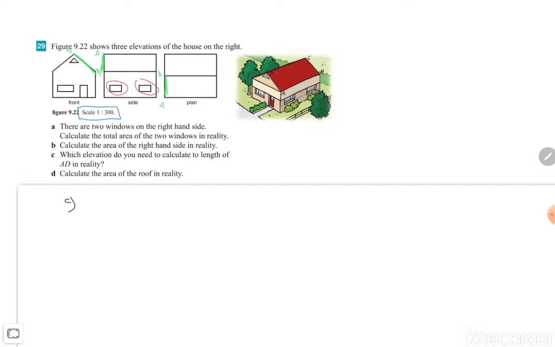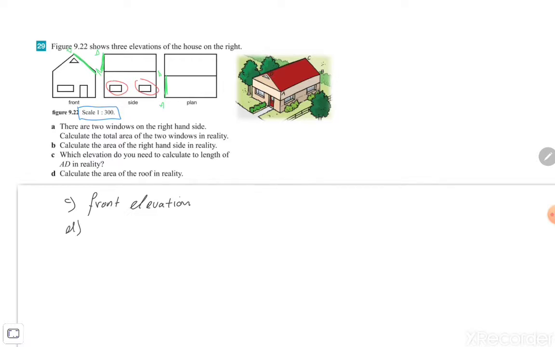We need to use the front elevation. And why? Because there we see the exact length of AD. Because we know that AD is a skew line, we can't see its true length in the side elevation, and not even if we look at the plan of my house. So we need to measure the length from A to D, but that's not a question for exercise C. So only the front elevation is the correct answer.